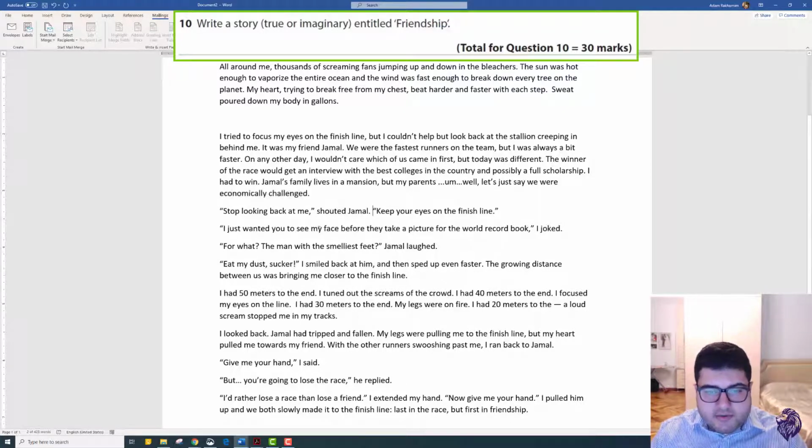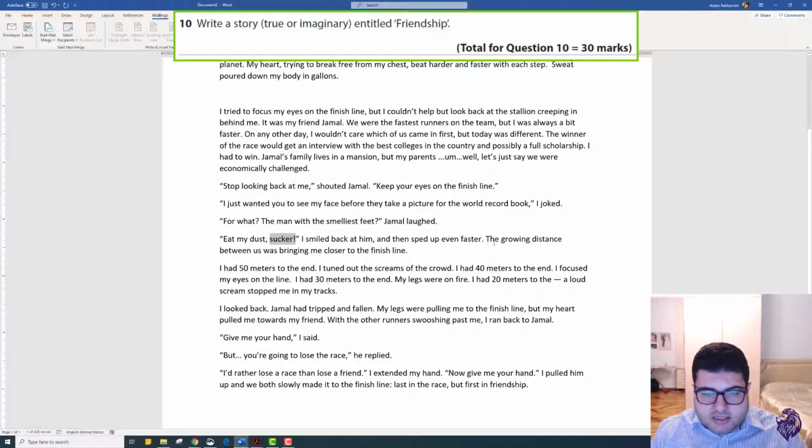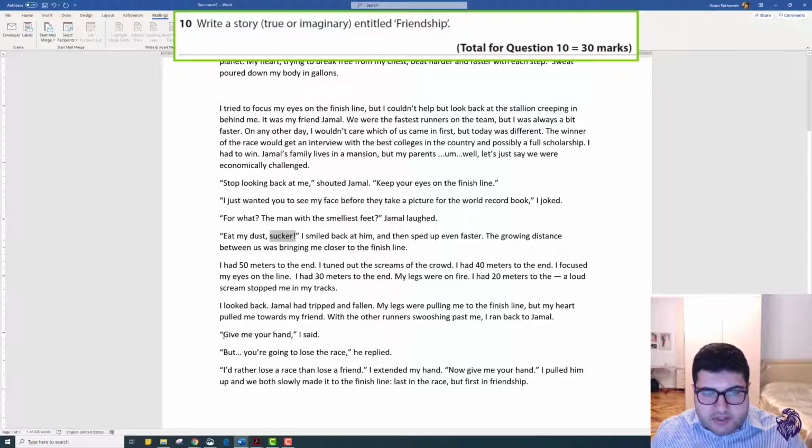Then colloquial language. So sucker, even, where are we here? Well, eat my dust, sucker. That's definitely one of the biggest examples of colloquial language. Something you probably wouldn't use in formal speech, but that just shows something about their friendship, that they were friendly enough to call each other names and make jokes about it. So even the jokes are colloquial.